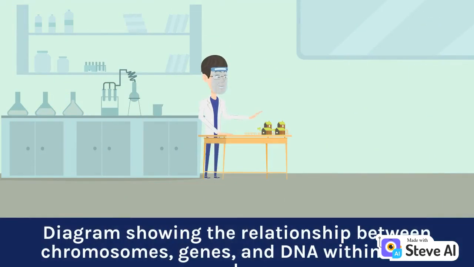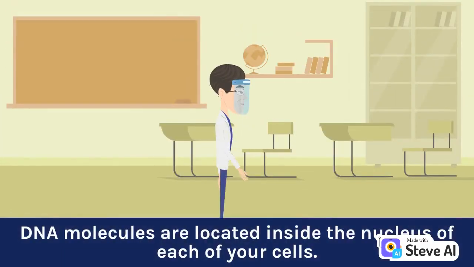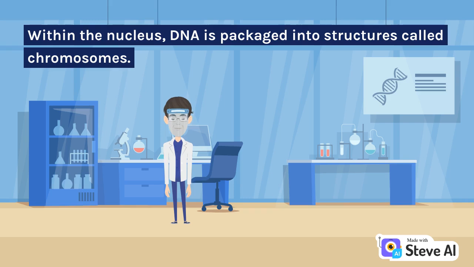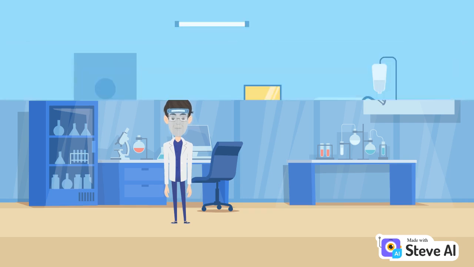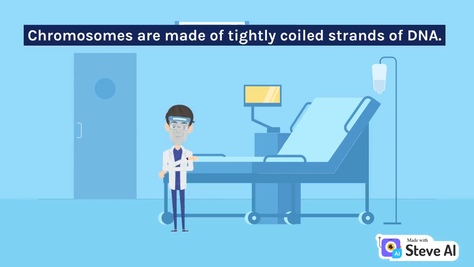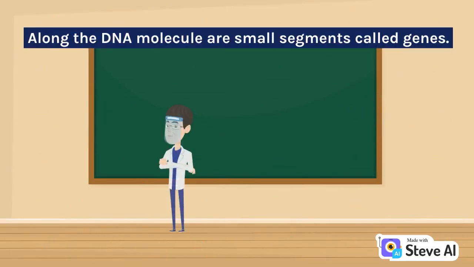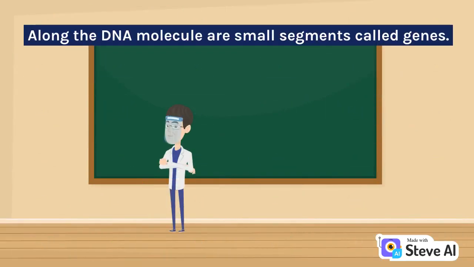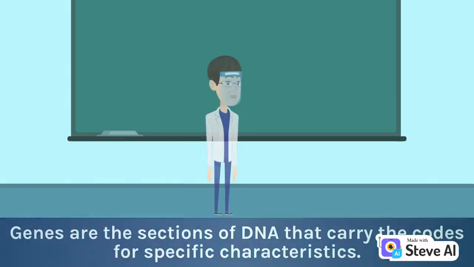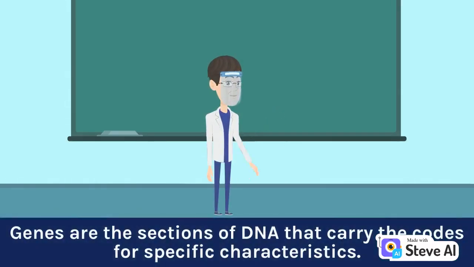Diagram showing the relationship between chromosomes, genes, and DNA within a cell nucleus. DNA molecules are located inside the nucleus of each of your cells. Within the nucleus, DNA is packaged into structures called chromosomes. Chromosomes are made of tightly coiled strands of DNA. Along the DNA molecule are small segments called genes. Genes are the sections of DNA that carry the codes for specific characteristics.